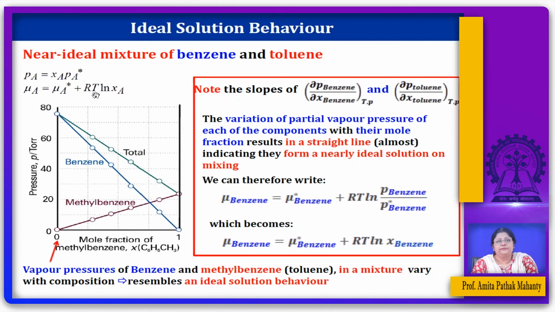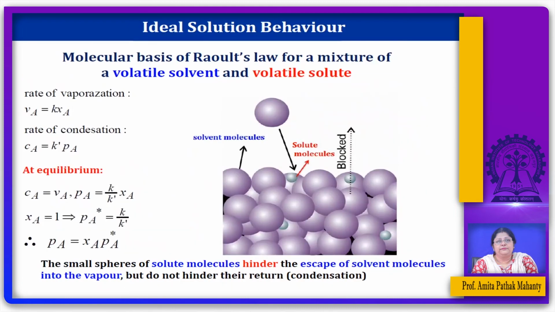When I look into a solution, I have a large excess of the solvent molecules. So these are the solvent molecules which you see, the big ones. They are all on the surface which we are looking into. And there are some solute molecules which are the smaller ones. Now, if I want to look into the evaporation process, the rate of evaporation, let me write it down as VA. Rate of evaporation will depend on what?